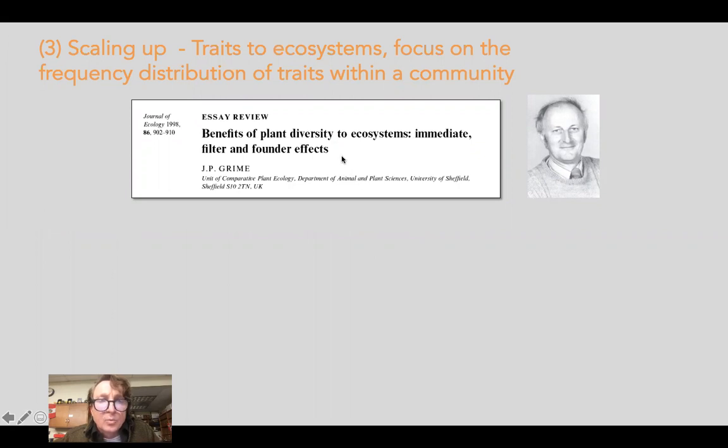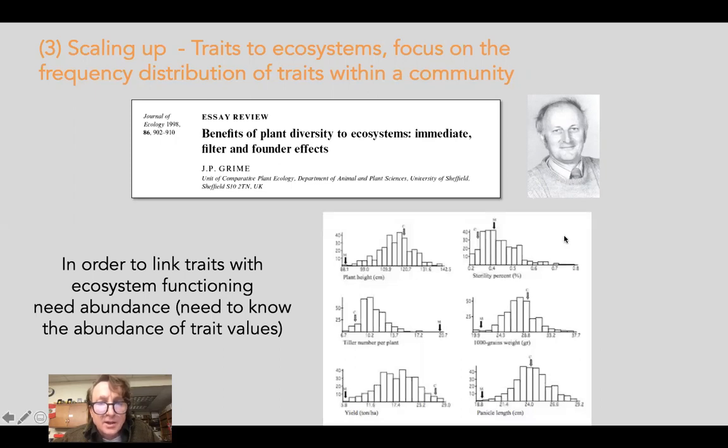Grime's way of making the linkage between biodiversity and ecosystem function is not to focus on species diversity per se, but instead to focus on the frequency distribution of traits within a community. According to Grime, the best way to link traits to ecosystem functioning is that we need to know the abundances of these different traits. That is, we need to know what trait is the most frequent in a community, and also which trait is the most rare.